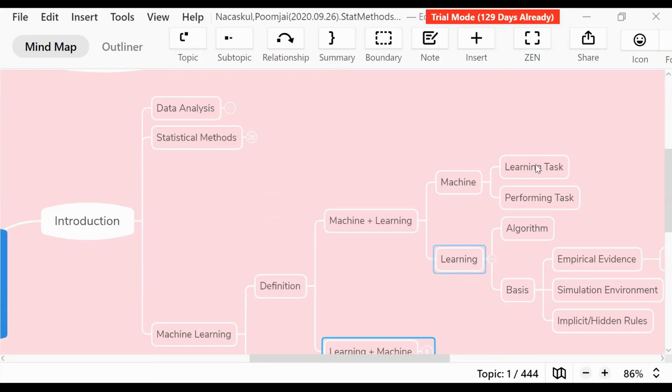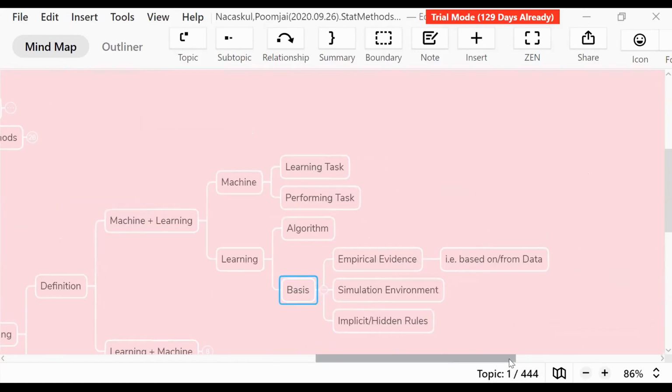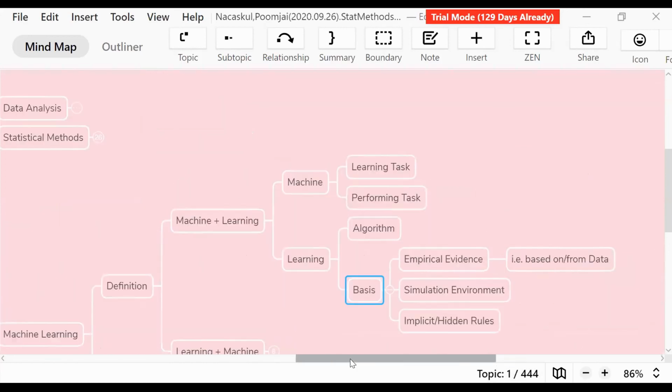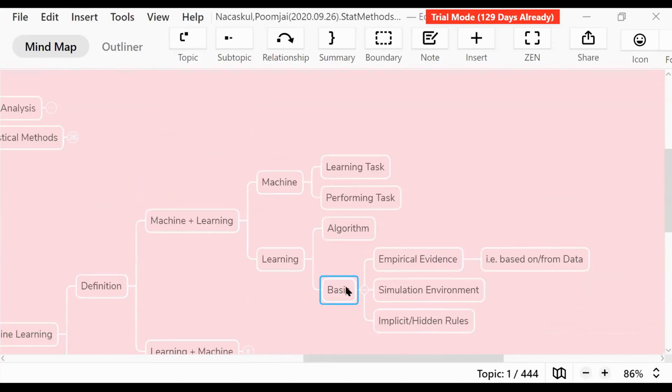That's one thing. So you do the learning task first before you do any kind of useful task, this kind of performing task. The learning is done through a process of algorithm, and the basis of algorithm. Now, this one I'm just giving you the context. There are machines that don't learn from data. They learn from some kind of hidden rule. There are machines that learn from a simulated environment. It doesn't learn from data. It doesn't apply to you guys, okay?